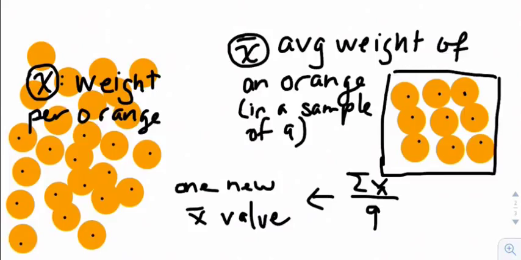So that's an example of how we could create a sampling distribution. You take samples of a particular size, find the average for that group, and that's going to be your new data value.